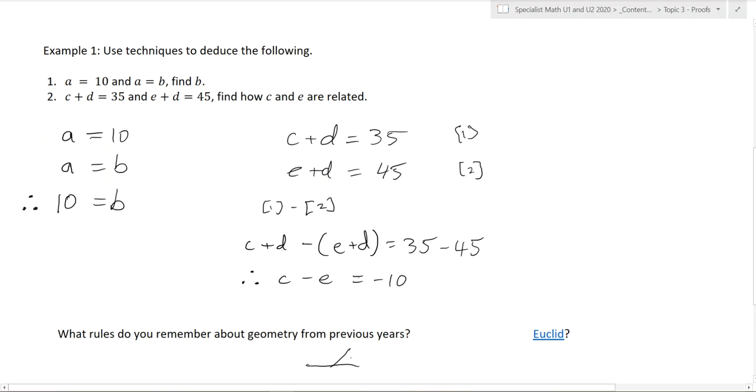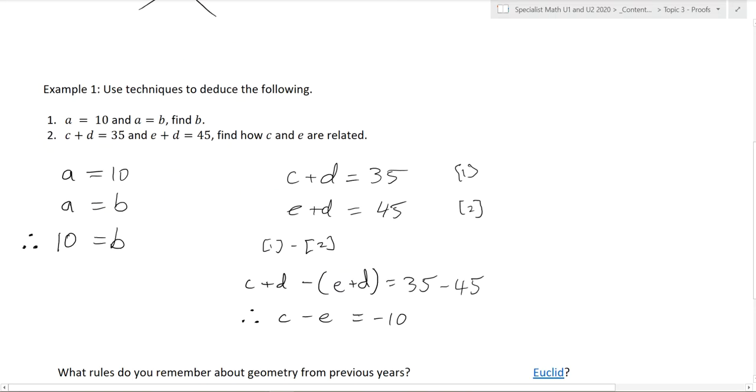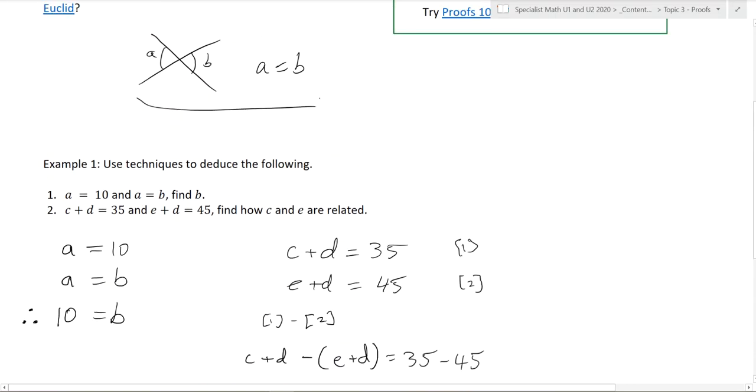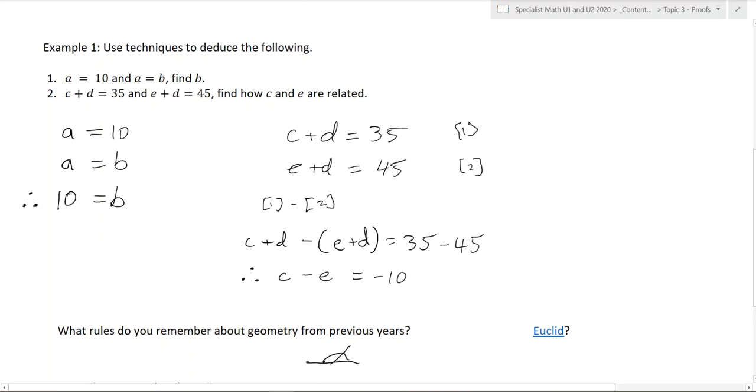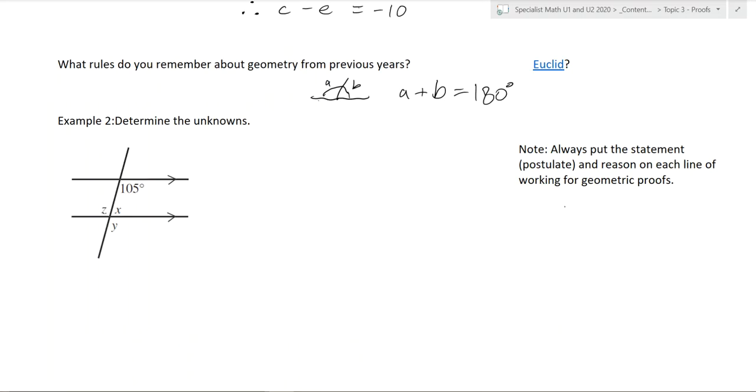Another one is this one. So I already talked about those two angles being equal. This is another one that you've probably heard before, that if we have two angles here, the sum of these two angles is equal to 180 degrees. So in this example, we're trying to find the different unknowns. So let's start with x. So we have x plus 105 degrees.